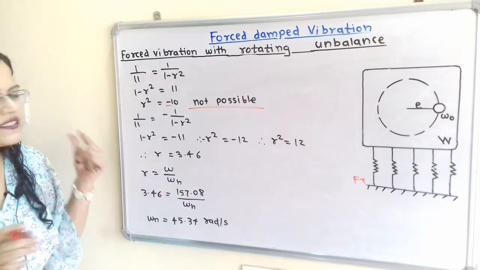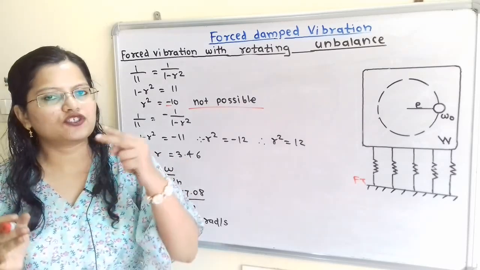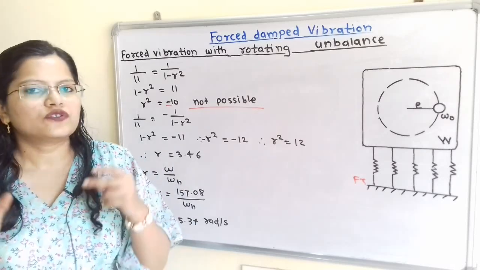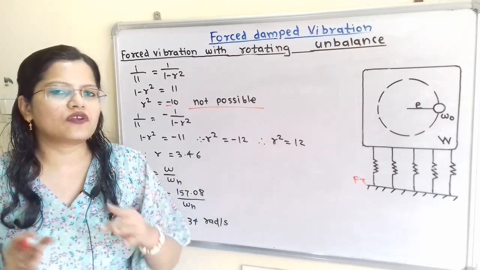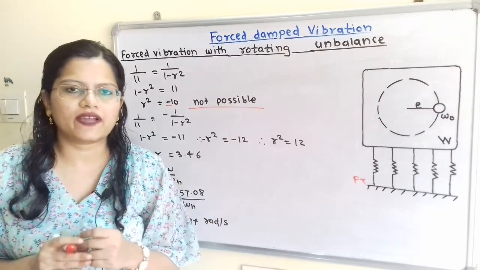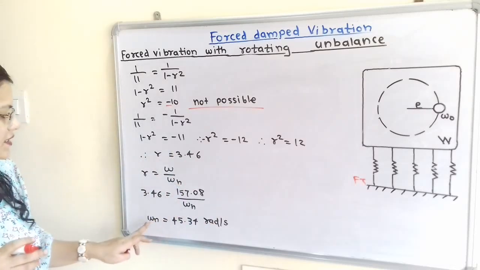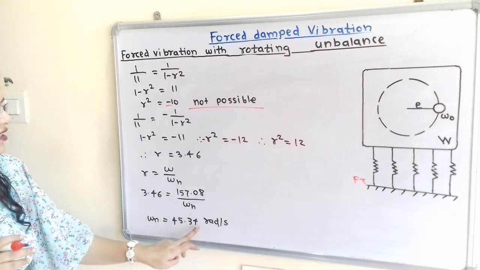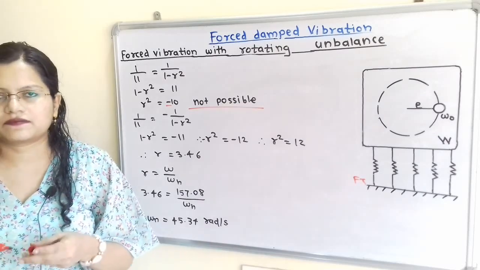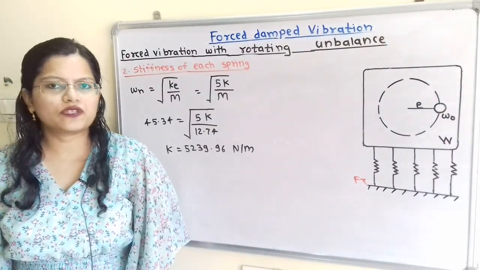Now this R is nothing but the frequency ratio omega by omega n. So value of omega we have calculated from the given value of n. So omega n is equal to 45.34 radians per second. We will move to the second question.